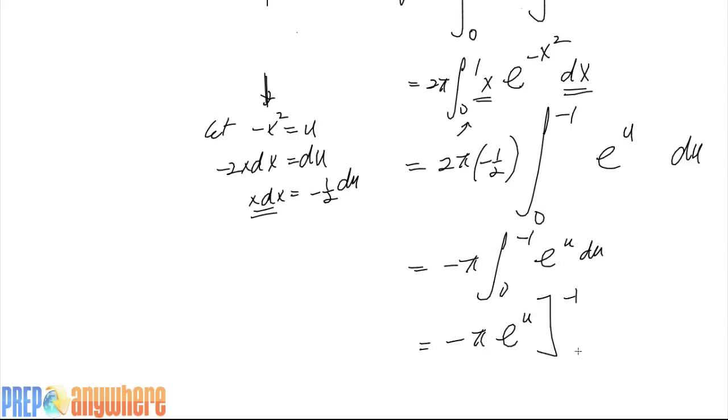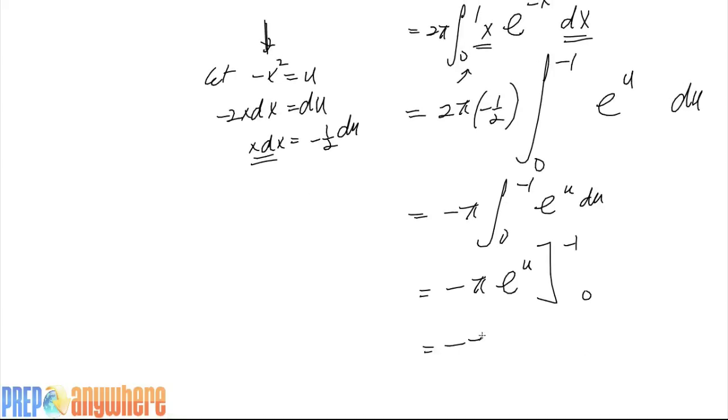Now we just have to plug in negative 1 and 0. So minus pi, plug in negative 1, plug in 0, you get 1. Multiply the negative in, you get pi times 1 minus e to the power of negative 1, which is 1 over e. So that's the volume.